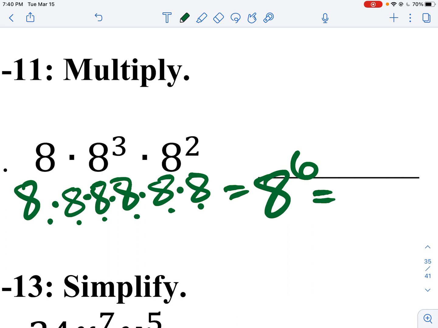So, let's see. 64 times 64 times 64 would get 262,144.